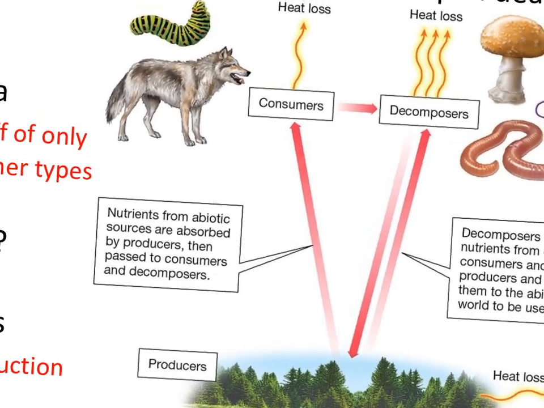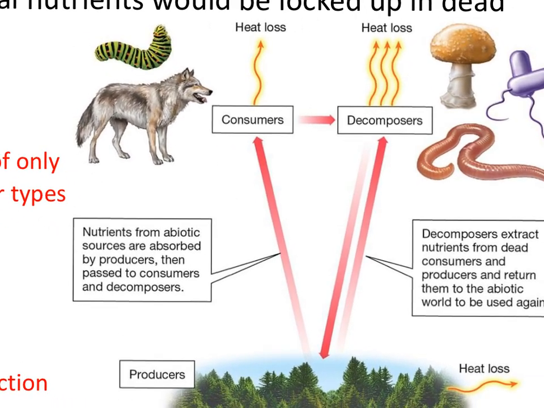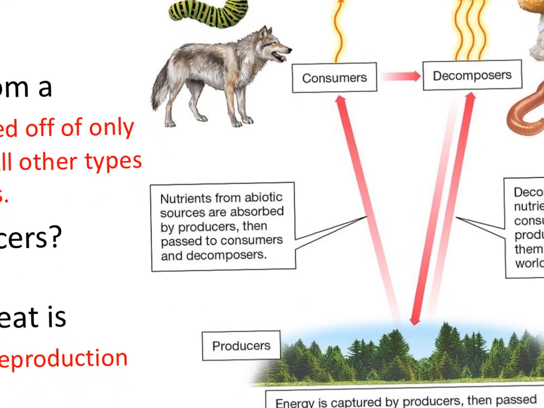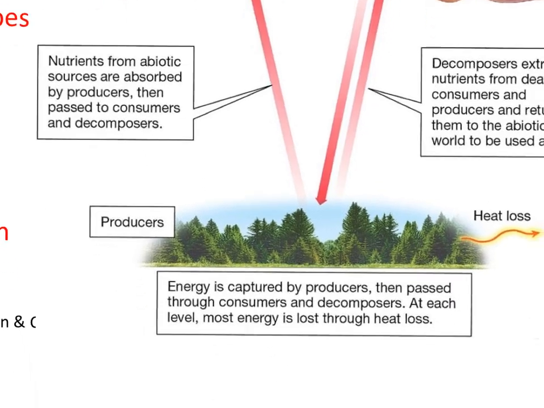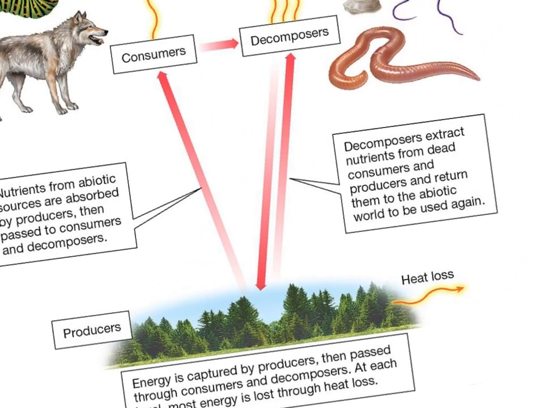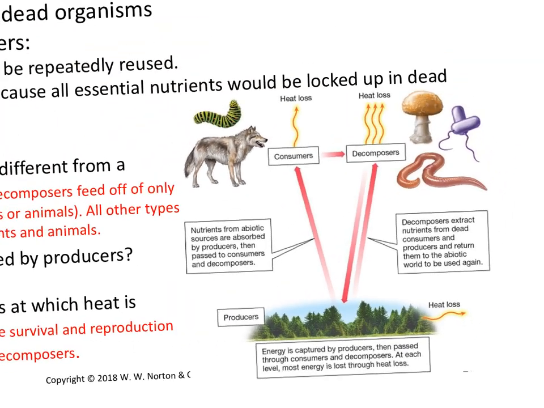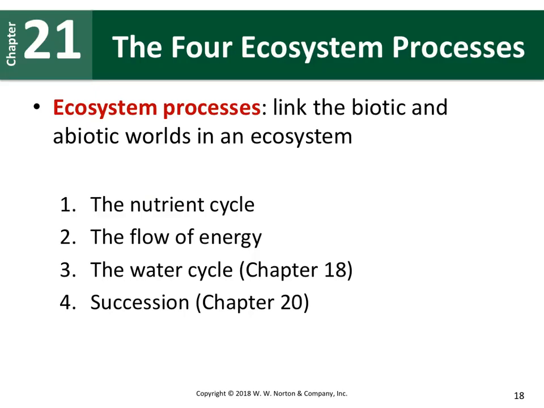So here we have consumers, decomposers, all losing heat, all losing CO2 or respiring CO2. And then we've got the producers, captured by the producers. They're also releasing, doing cellular respiration and heat loss. Okay. So there's nutrient cycle, the flow of energy, the water cycle that we already went over in chapter 18, succession, the carbon cycle. Succession was in chapter 20.